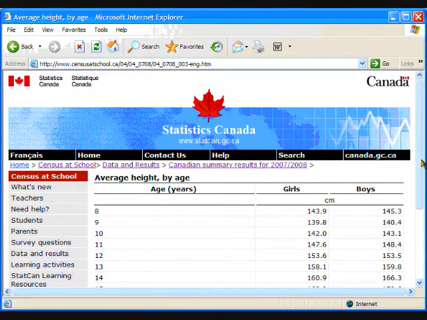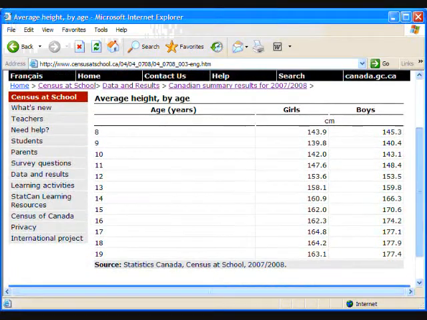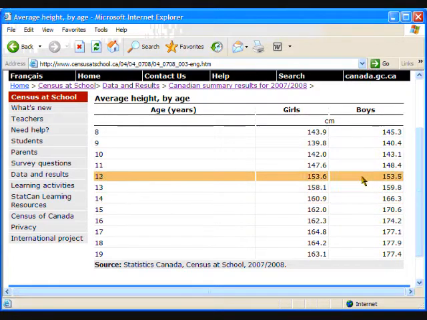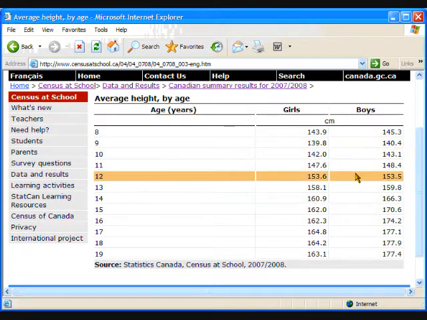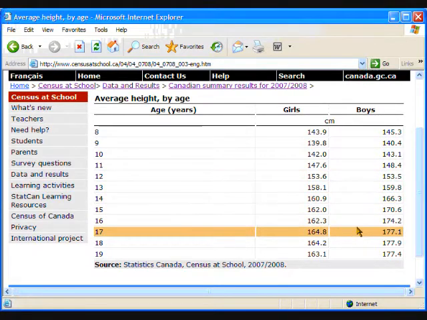Here we have all the students from the 2007-2008 school year broken down by age, and the average height for the girls and for the boys has been found. Can you find an age at which the girls are taller than the boys? Up to age 12, the heights for girls and boys are pretty similar. Now look at age 12. For just that 1 year, the average height of the girls is 0.1 centimeter taller than the boys. And then the boys pull out in front and the height difference increases for the rest of the teen years.